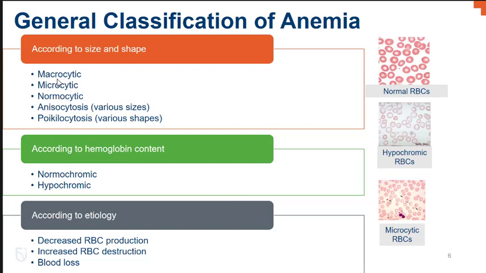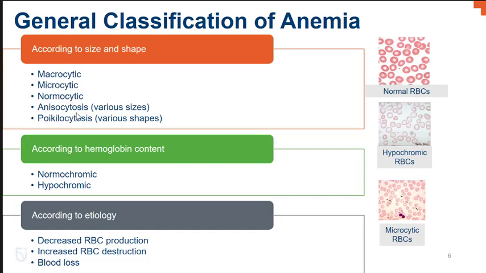Macro means large and cytic means cell, so these are large cells. These are red blood cells that are larger than normal. Whereas microcytic, micro means small, these are red blood cells that are smaller than normal. The term normocytic describes a red blood cell that is of normal size, but as you'll see, there would be something else that is problematic when we use this term with anemias. Okay, so too big, too small, normal size.